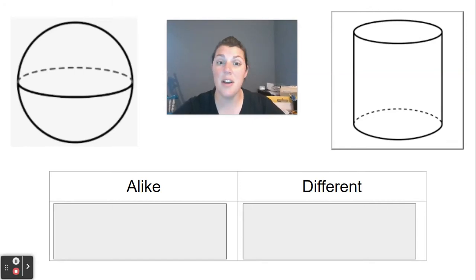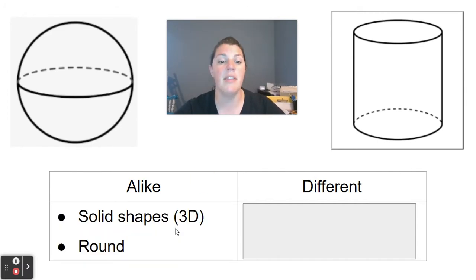All right, friends. So you gave me some ways that you noticed these shapes were alike and some ways you noticed these shapes were different. So let's talk about how they are alike or similar first. Remember, alike or similar means they're not exactly the same, but there are things that are similar, which is close to the same. So some people said they were alike because they are both solid shapes or 3D, three-dimensional shapes.